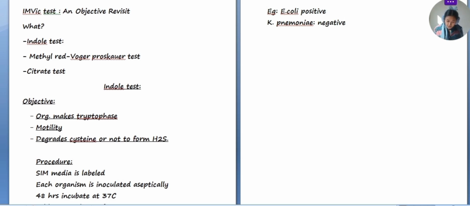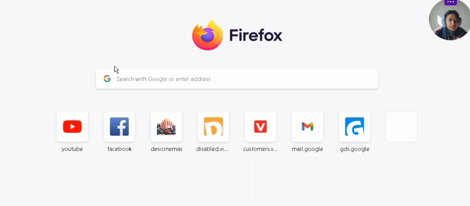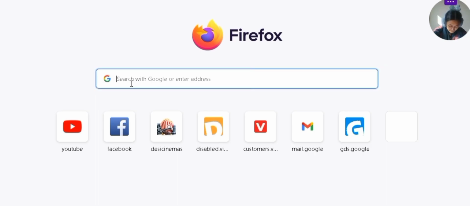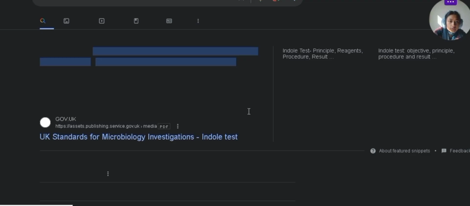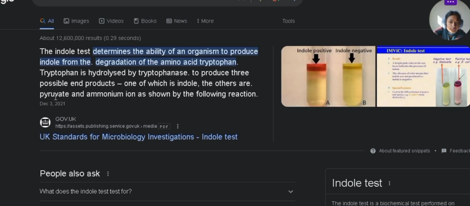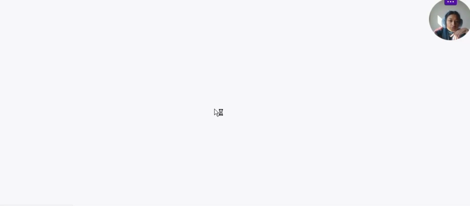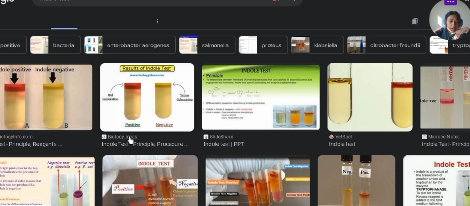Afterwards, we have the observation table. Also, we have the procedures here. Let me search it more easily. Indole test. It determines the ability of an organism to produce indole from the degradation of the amino acid tryptophan. Let's check for the images. I think this will show a positive result.